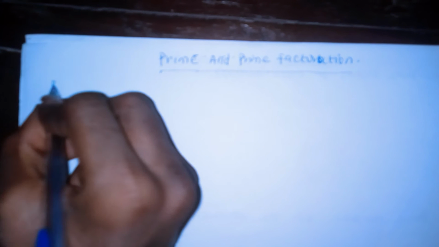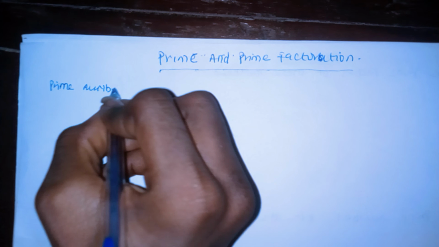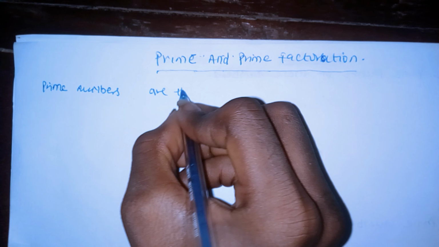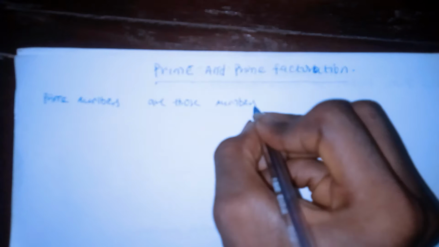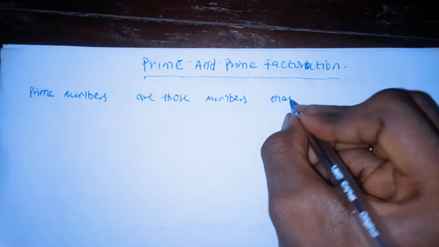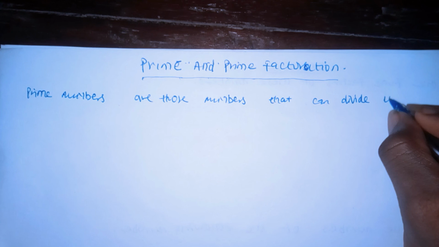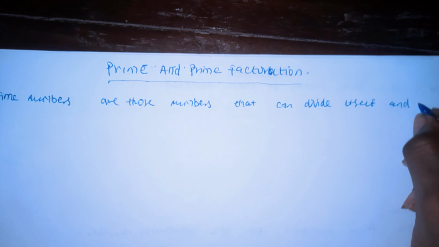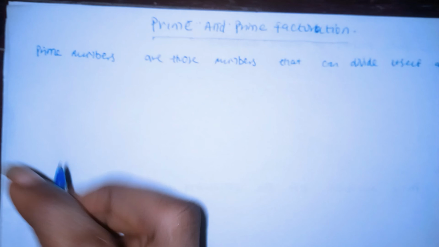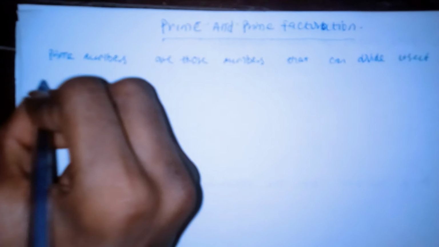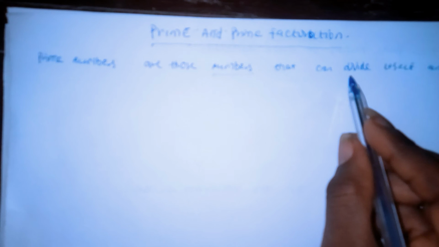Okay, prime numbers. Those numbers are those numbers that can divide itself and one. This is a popular definition by people in daycare and nursery school. But we have known that prime numbers are numbers that can only divide itself and one.